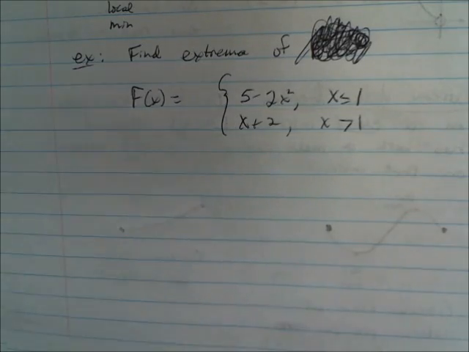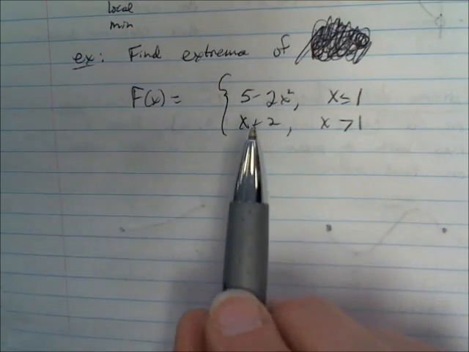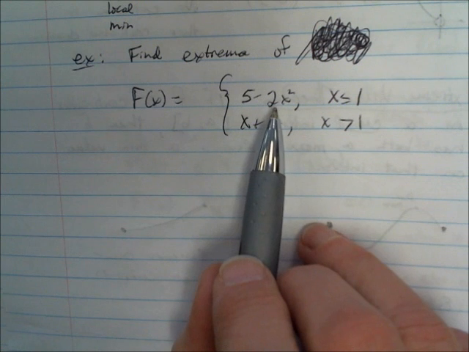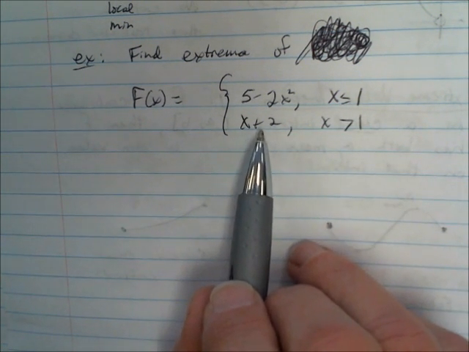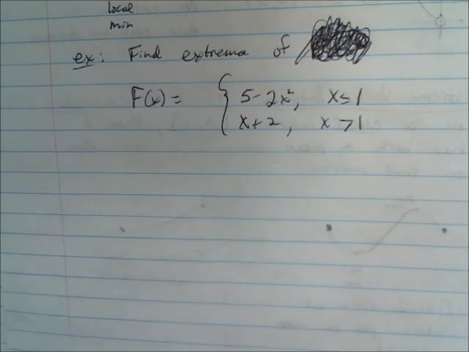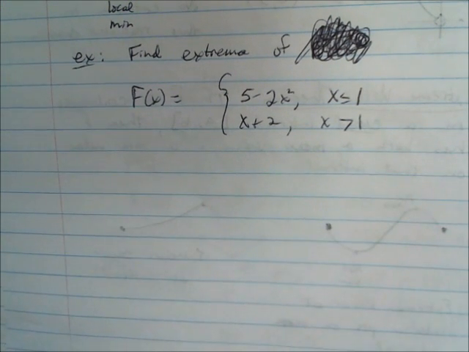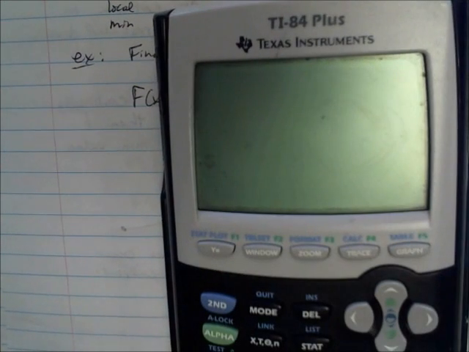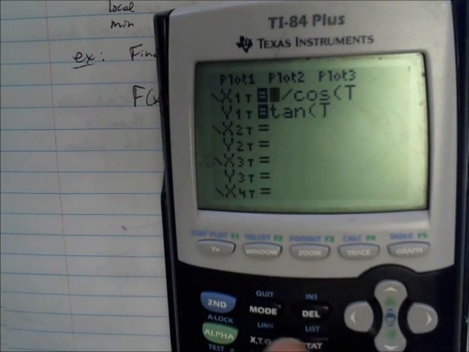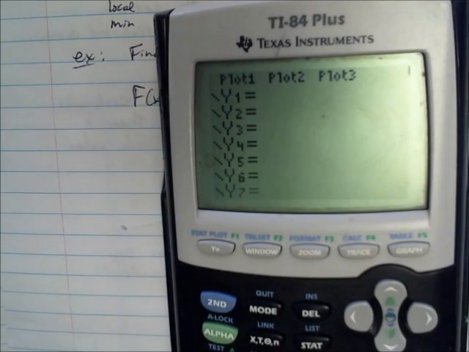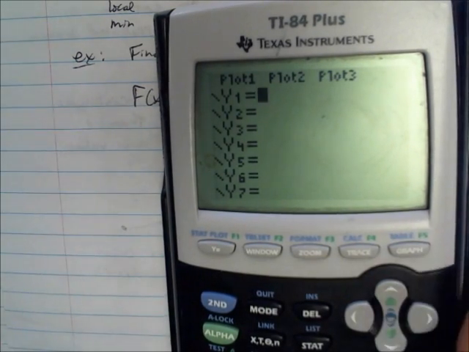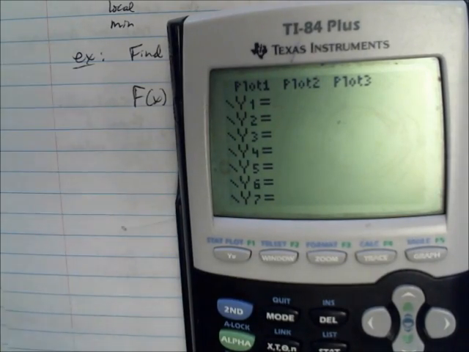All right, let's get into an example here. Let's find the extrema of this piecewise function. f of x equals 5 minus 2x squared if x is less than or equal to 1, and f of x equals x plus 2 for x greater than 1. So let's take a look at what this function might look like on our graphing calculator. So pull out your graphing calculator. Make sure the mode is set right. And you really should follow along with your own graphing calculator. Don't just watch me do this one.